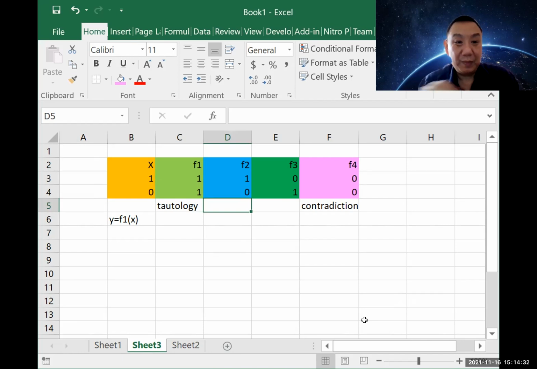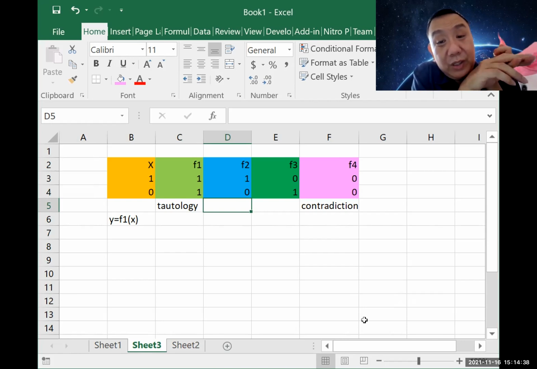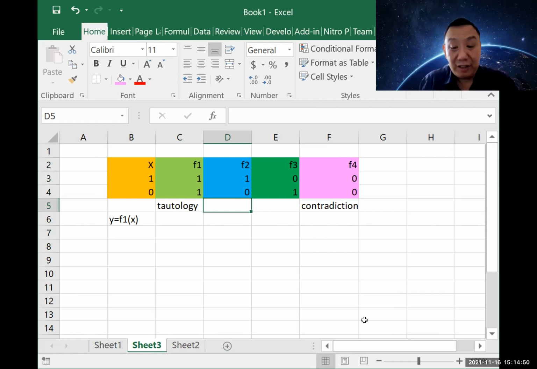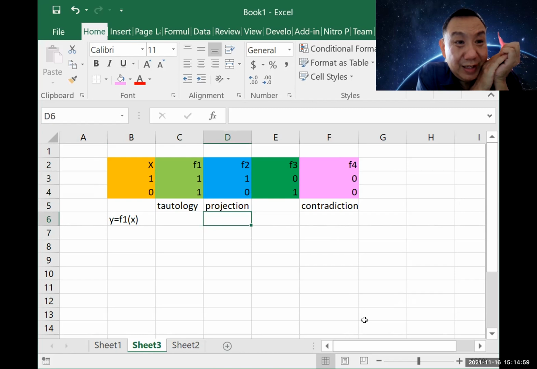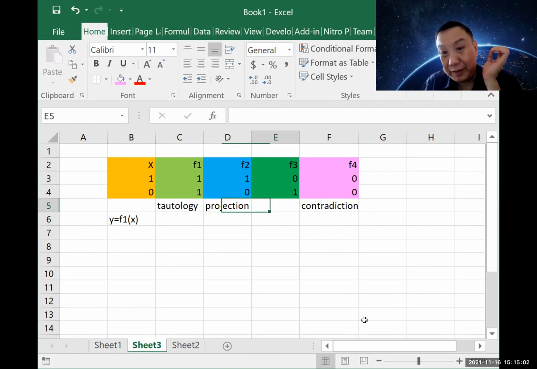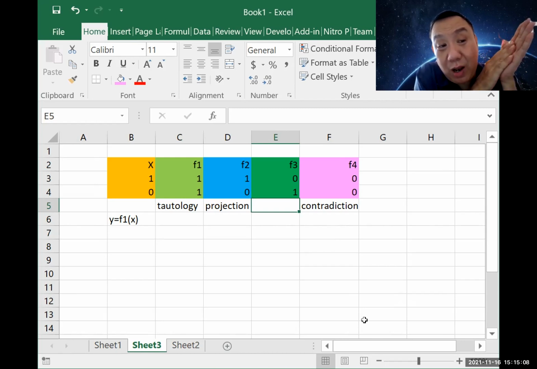What is F2 in this case? If x is 1, F2 is 1. If x is 0, F2 is also 0. So this just mimics the input, isn't it? Imitation, right? This function is called projection. Why? It projects the input. Now the last one, what is this? If the input is 1, the output is 0. If the input is 0, the output is 1. What is that?